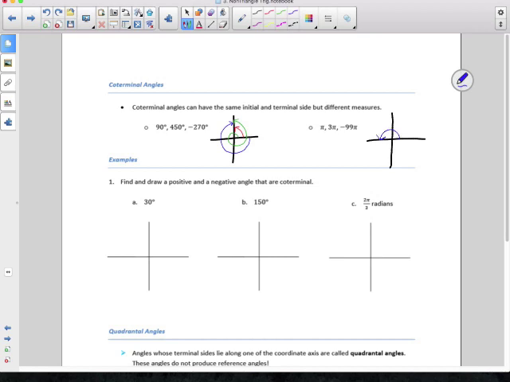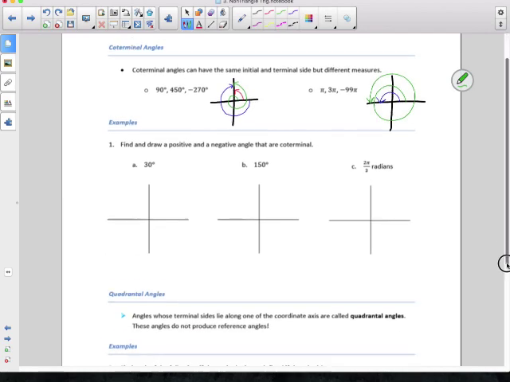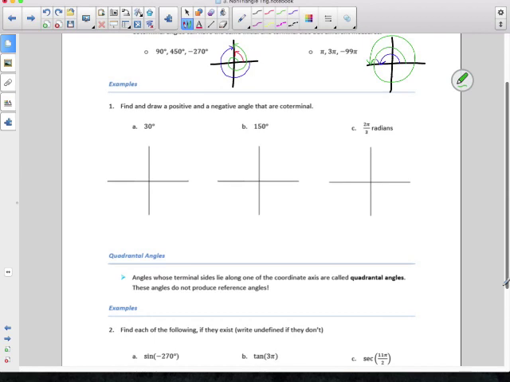I have pi radians is right here. 3 pi radians is just going to come around the circle. And then negative 99 pi, I'm not going to draw there, but it just goes a bunch around the circle 98.5 times, basically. Okay? So the type of questions I could ask you here would just be find and draw positive and negative angles that are coterminal.